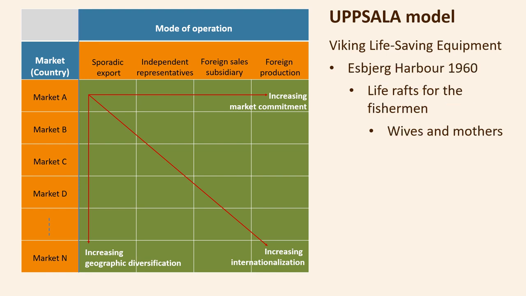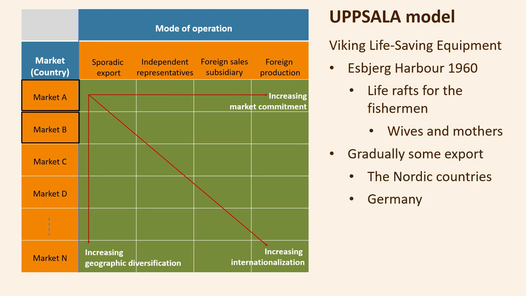Viking life-saving equipment started in small premises at Esbjerg Harbour in Denmark in 1960 to produce life rafts for the fishermen in the city. Many of the fishermen's wives and mothers were working in the factory.